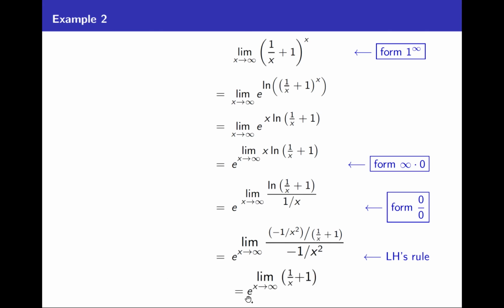It looks like kind of a mess, but then notice the negative 1 over x squareds cancel, and it simplifies rather nicely. We get e to the power of the limit as x goes to infinity of 1 over (1 over x plus 1). And as x goes to infinity, this 1 over x turns into 0. So that plus 1 is 1. And we simply get e to the power of 1.